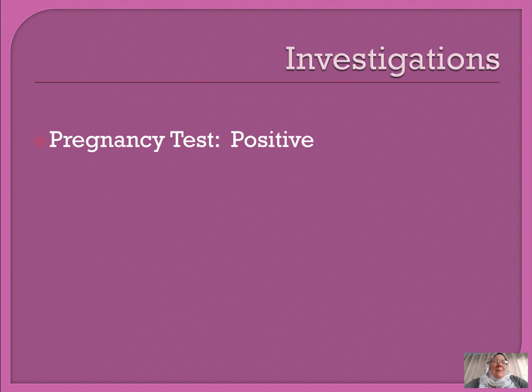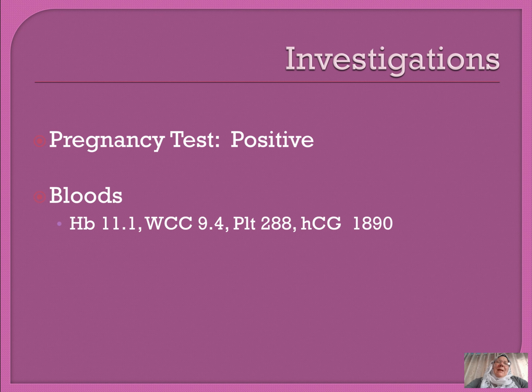A pregnancy test, absolutely. This is positive. Bloods show that she has a hemoglobin of 11.1, white cell count of 9.4 and platelets of 288, and an HCG of 1890. You have also got to check her blood group, because this patient is nulliparous and is likely not to know her blood group. But she very importantly needs an ultrasound scan.